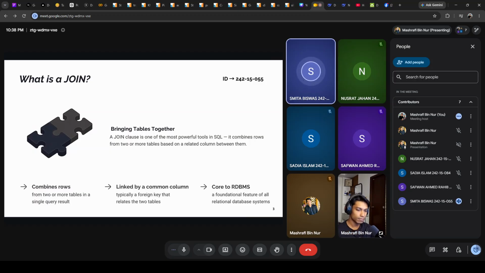This slide is about bringing tables together using join. Join is an important feature of SQL. It combines data from two or more tables. Combine rows means join brings related rows into one result, and linked by a common column means tables are connected using a common column, usually a foreign key. Join is essential in an RDBMS for getting related data from different tables. Next slide, please.